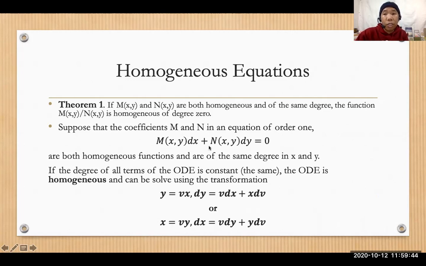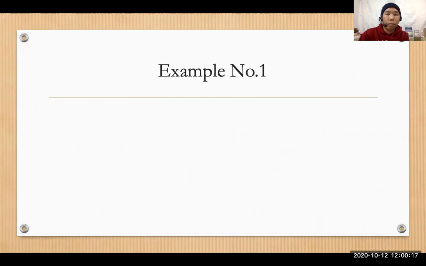Again, a homogeneous differential equation is an equation containing M being a homogeneous function and N a homogeneous function, and they are of the same degree. So that you can conclude that the equation is a homogeneous equation. Now let's solve the DE. Another reminder: doing the transformation will lead us to a separable DE. You will see later in this example.